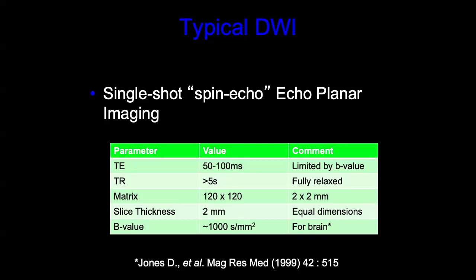We want to have a fully relaxed signal. We want the T1 of our white matter and gray matter to have fully relaxed because we're already killing the signal with our diffusion weighting, so we want as much as we can have, to have higher SNR. A typical matrix size would be 120, so we have like a 2 by 2 millimeter in plane, a 2 millimeter slice thickness, and we try to keep isotropic voxels because we don't want the coherence of the tissue in any one dimension to bias the results. So we want the size of the voxel to be consistent in the dimensions. And b values for brain are around 1,000 given what the diffusion coefficient of brain tissue is.